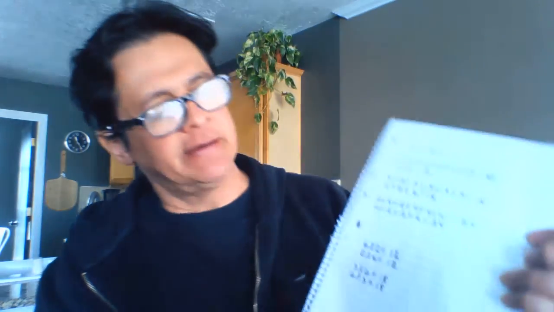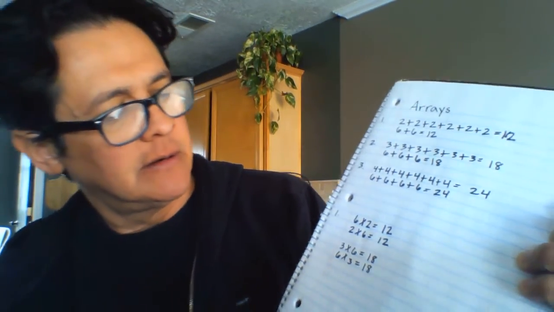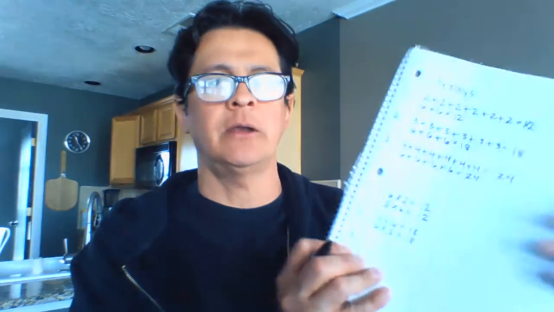In multiplication, you'll learn different rules as well. You'll learn that this is the commutative property of multiplication, and you'll also learn that it gives you the same answer. This is number 2. And why don't you do 3 on your own?